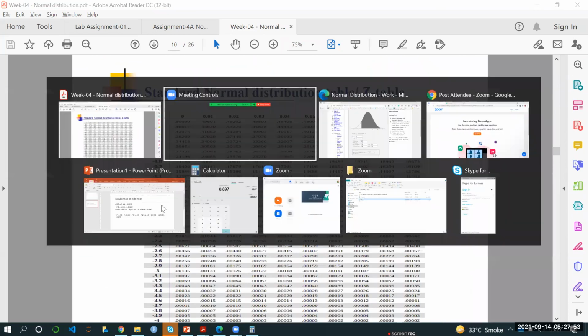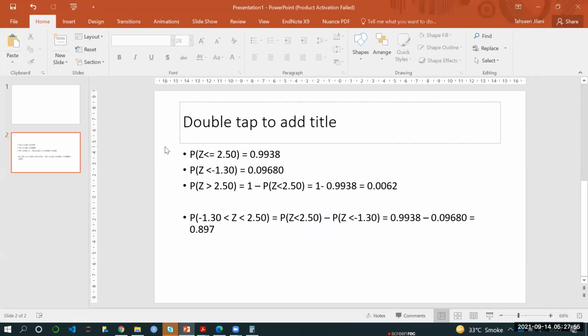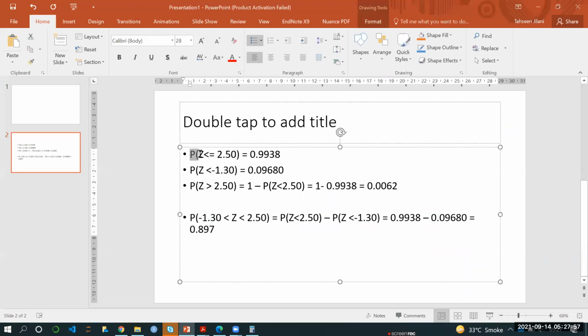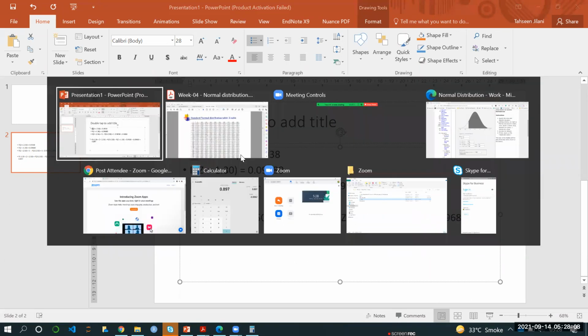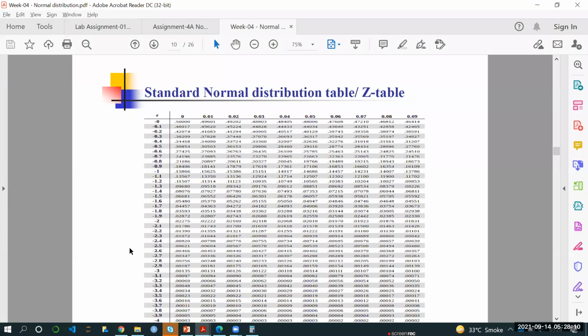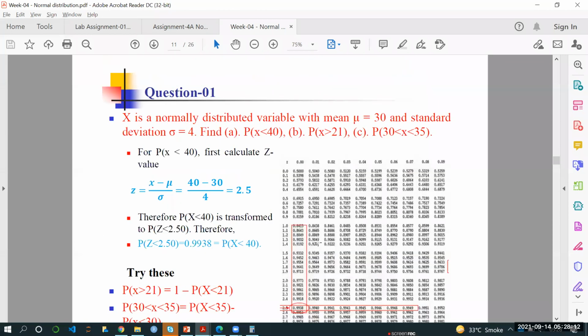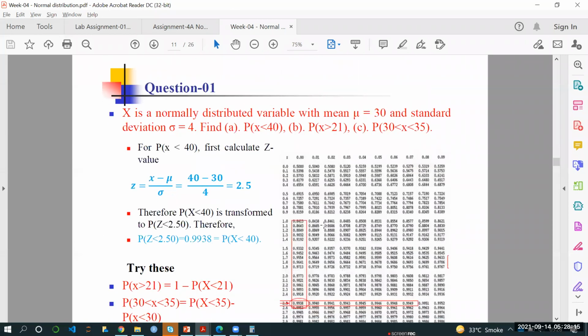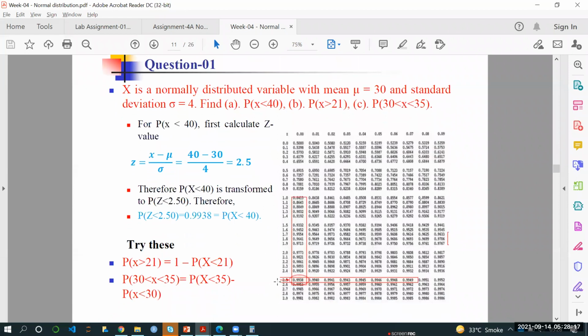So I have made this slide. This table is a z value table. What is the probability that z is less than 2.50? I am repeating, 2.50 is a positive number, so I go to the positive side because there are two sides, one negative side and one positive side. 2.5 is here, and corresponding to the second decimal place, which is 0, we found 0.9938.